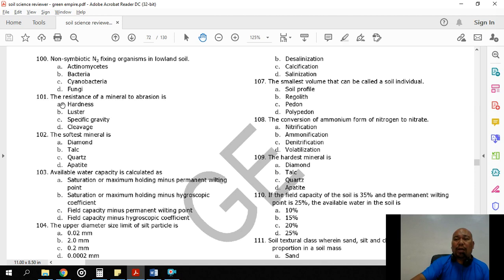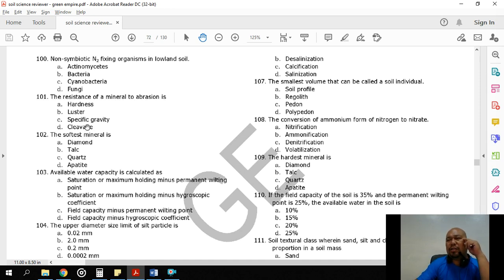Number 101. The resistance of a mineral to abrasion is: hardness, luster, specific gravity, cleavage. This is about minerals. Abrasion is when you scratch it. When you scratch it, is it rough or not? So that is actually hardness. Luster is the shine, like for silver. Specific gravity is basically the ratio of its density to that of water. It's called specific gravity.